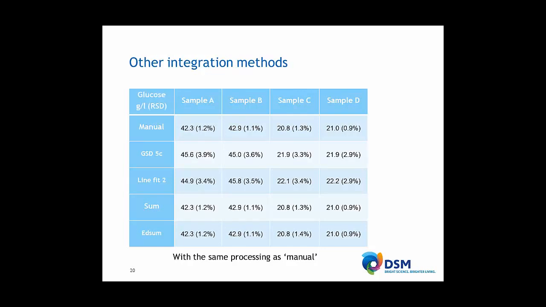So again, also the results from glucose in this case. When comparing the sum integrations and the AddSome, you get the same results as you would get with the manual processing. And for the GSD and line fitting, you get higher relative standard deviations, but also higher absolute quantities.